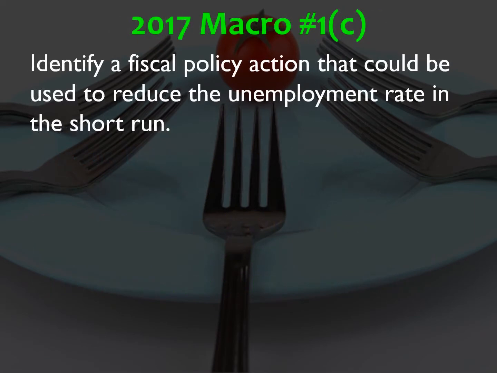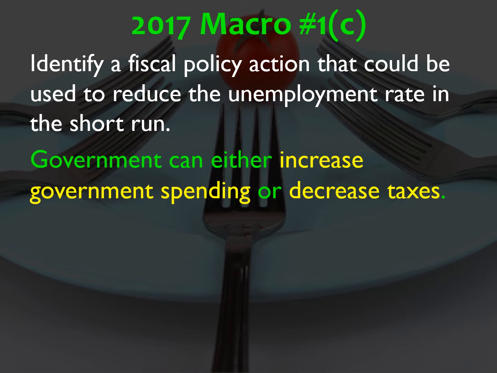C, identify a fiscal policy action that could be used to reduce the unemployment rate in the short run. So remember, fiscal policy deals with either changing government spending or changing taxes. In this case, you want to close the recessionary gap, which means you want AD to shift to the right. That can happen with either increased government spending or decrease in taxes.